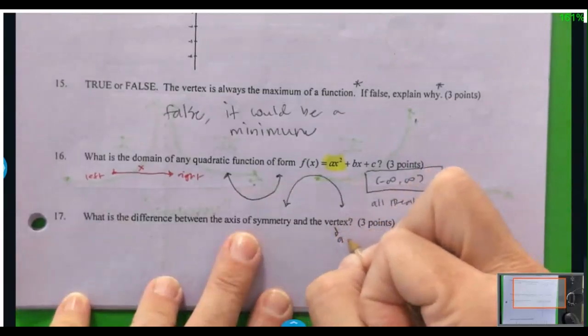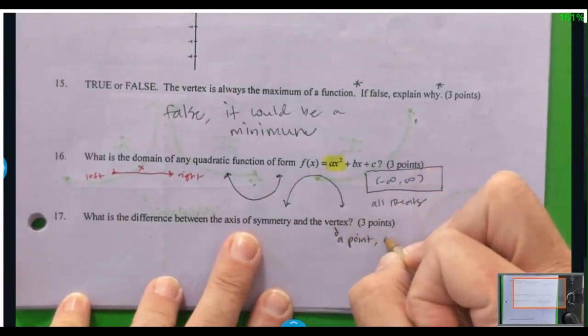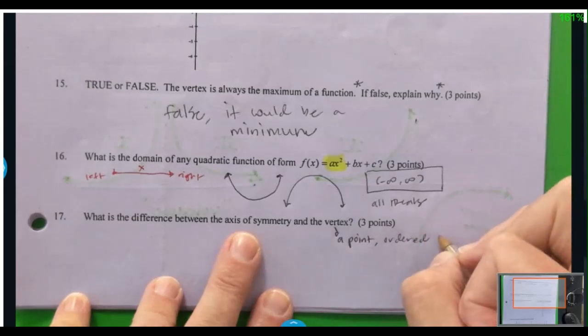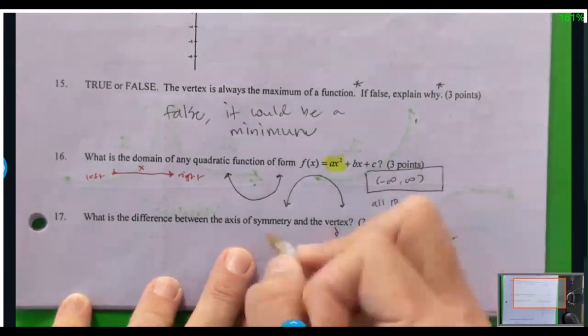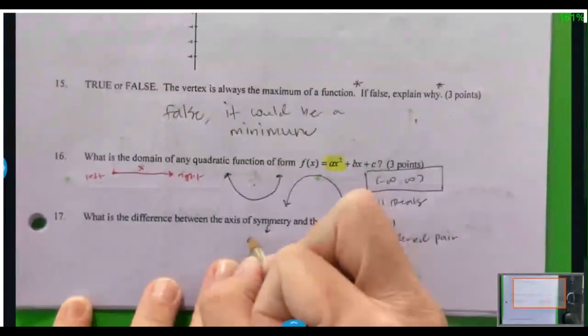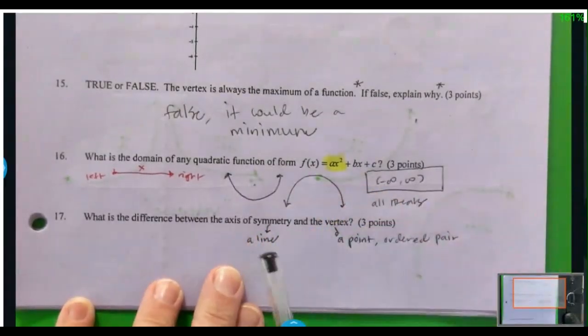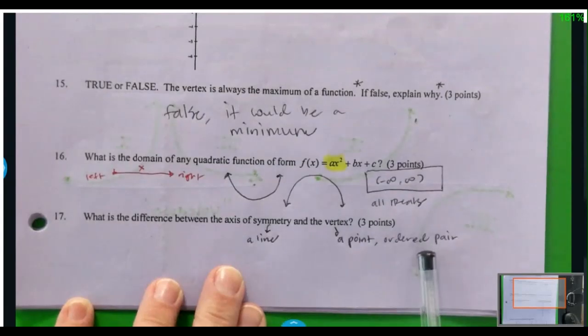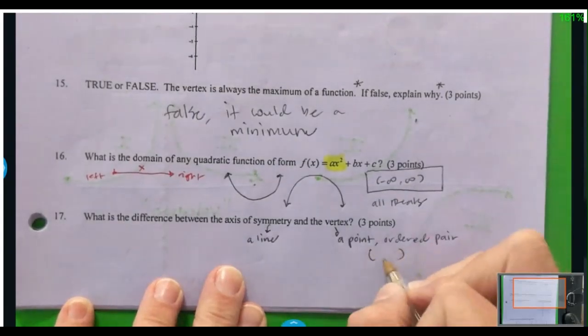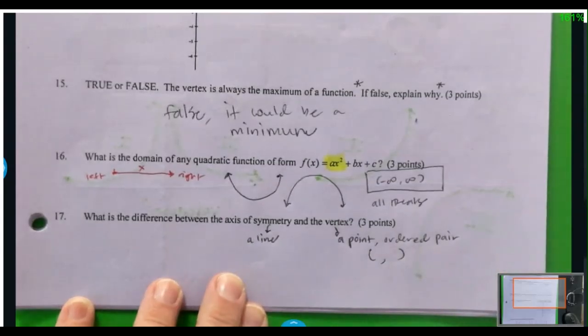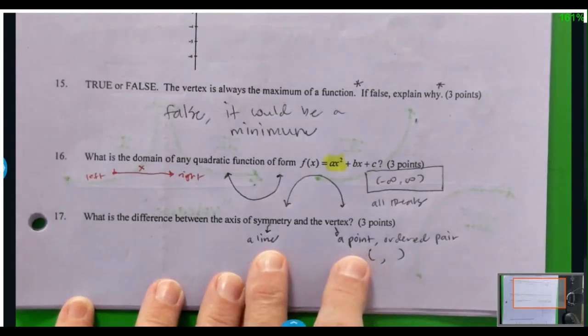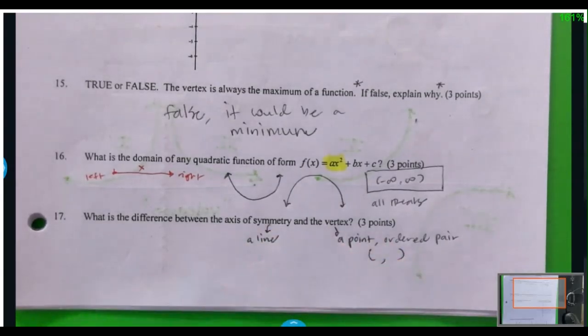Very good. This is a point or an ordered pair, whereas the axis of symmetry is a what? A line. That is correct. This is a line. This is a point. Remember, ordered pairs have to be in parentheses with a comma. That is very, very, very important. So the notation, they both are going to have the same x value because the axis of symmetry passes through the vertex. But the vertex is an ordered pair, and the axis of symmetry is just a line.